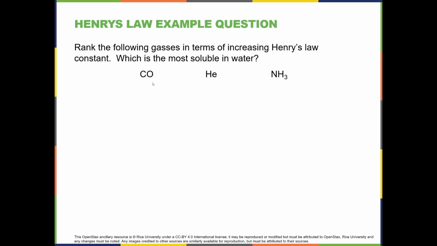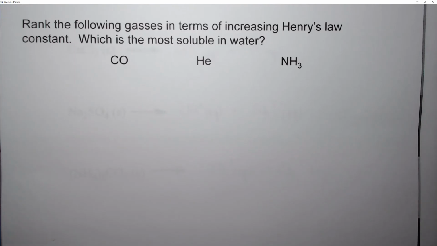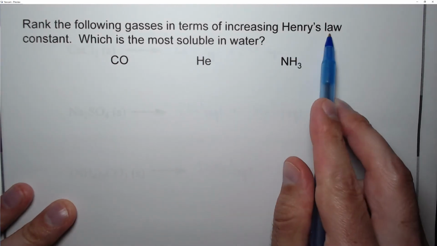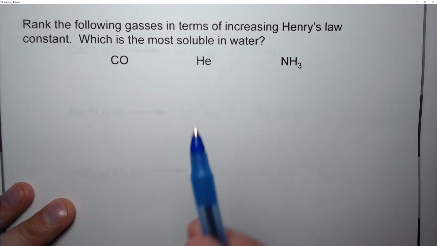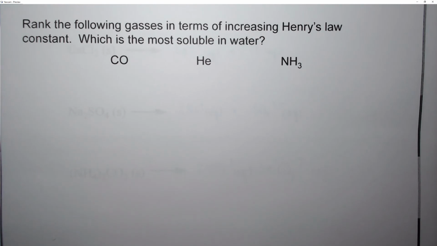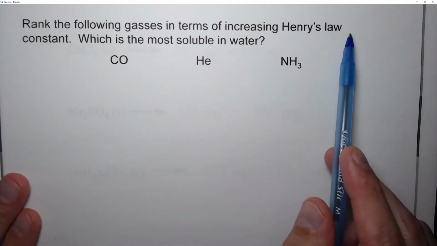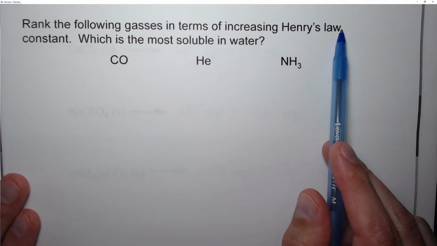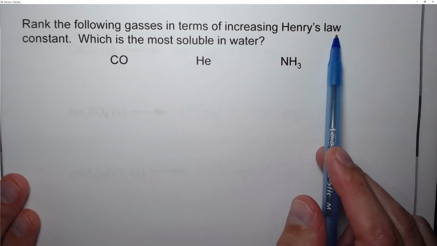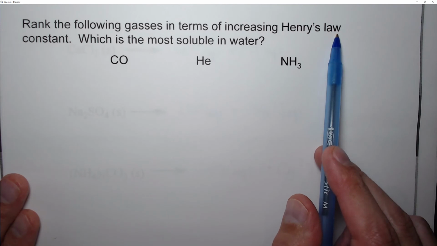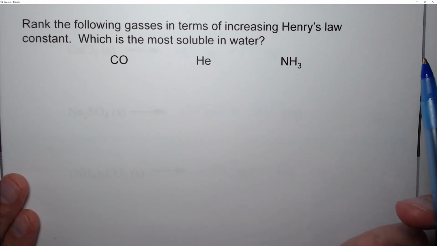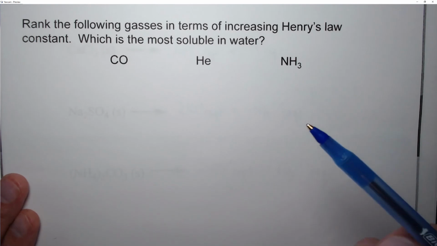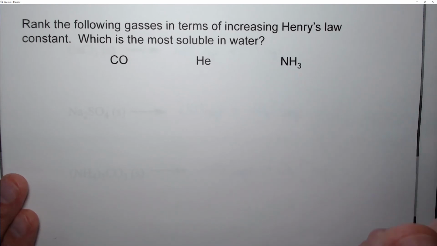So let's take a look at an example here. And as usual, I'm going to switch over to the camera view so we can do that. It says, rank the following gases in terms of increasing Henry's law constant. And then it says, which is the most soluble in water? Well, in order to rank these in terms of increasing Henry's law constant, we need to think about their intermolecular forces with water. So Henry's law constant is proportional with the solubility of the gas. Said another way, the one with the highest Henry's law constant is the most soluble, or the one with the lowest Henry's law constant is the least soluble.